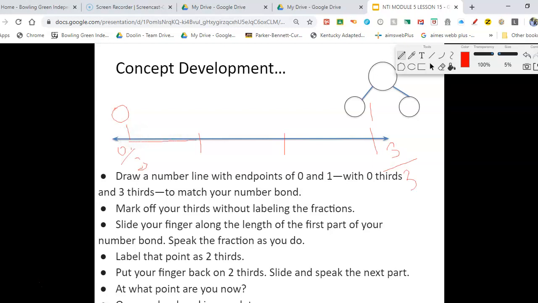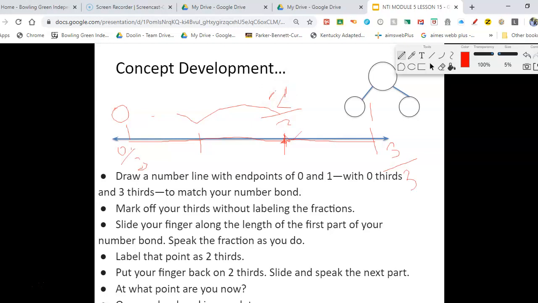So we have 1/3, 2/3, 3/3. Very good. Now I want you to plot 2/3 on that number line. So we have 1/3, 2/3. So we're going to plot 2/3 right here. So let's make a dot and let's write 2/3.